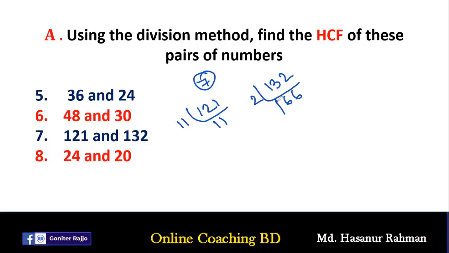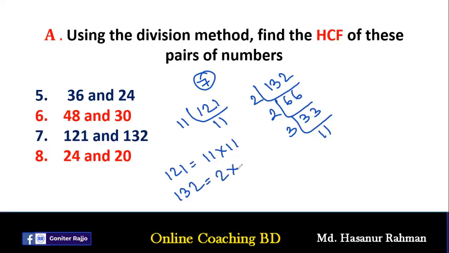2 times 6 is 12. Again, we can divide 66 by 2. It will be 33. Again, we can divide 33 by 3. It will be 11. So we can express 121 in this way: 11 multiplied by 11. We can express 132 in this way: 2 multiplied by 2 multiplied by 3 multiplied by 11.